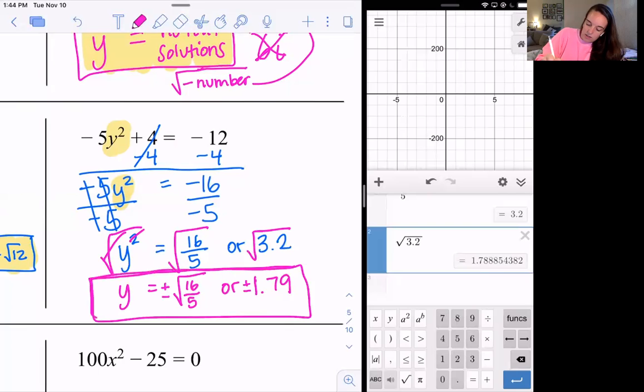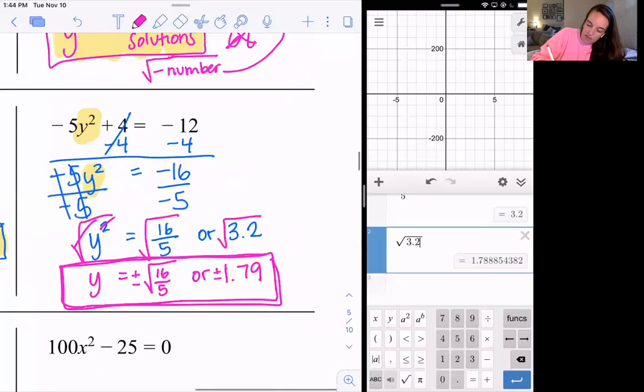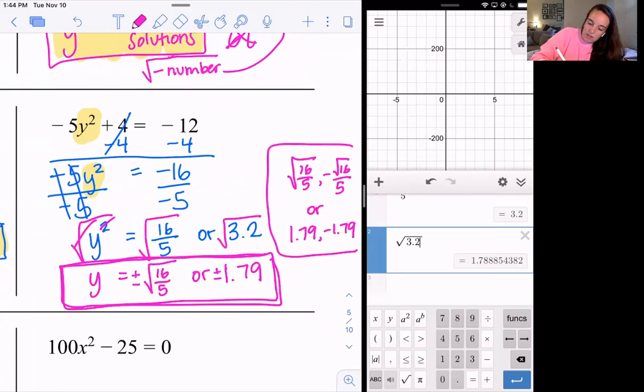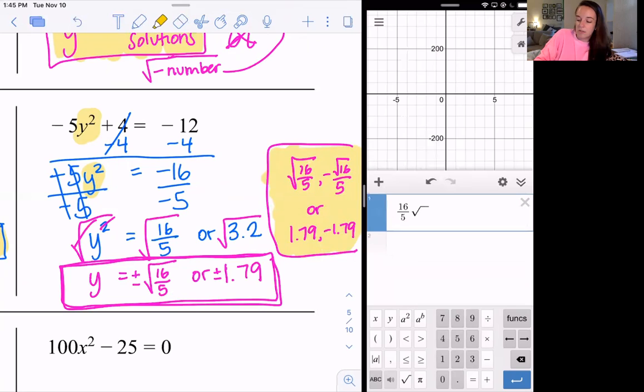Both of these are correct. So you could either say square root of 16 over 5 and negative square root 16 over 5, or you could say 1.79 and negative 1.79. These answers are the same. Either one would be accepted in the house of Ms. Mack. Something cool on Desmos that you can do, you can also type in just the square root of 16 over 5 like that, and it will automatically translate to the decimal version for you. So you can check that out.